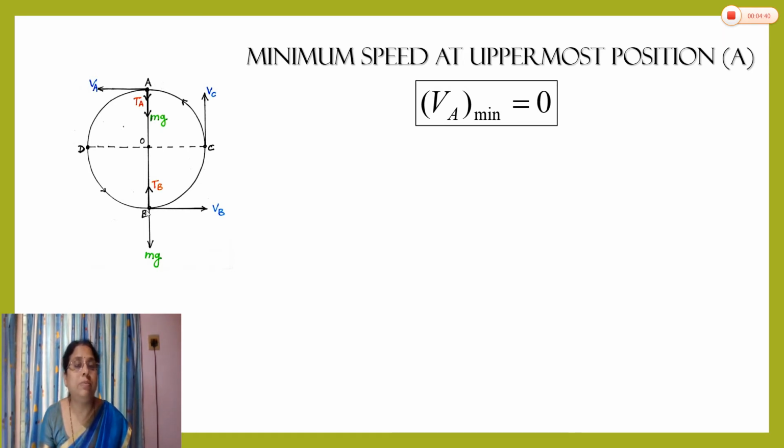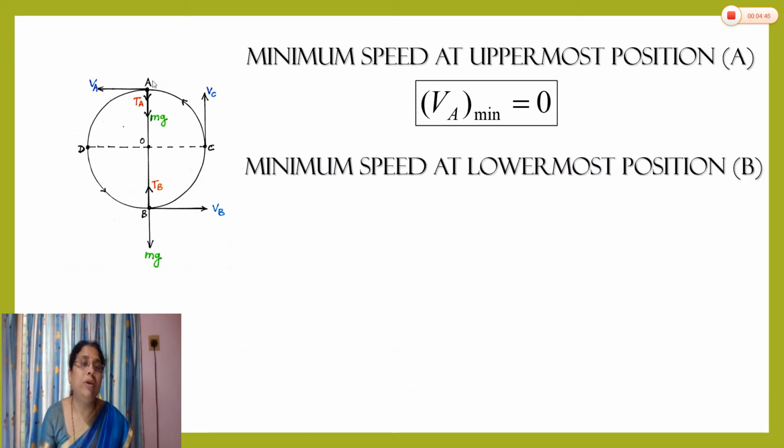Now we obtain the minimum speed at the lowermost position, that is point B, when the bob moves in a vertical circle and comes to this point B. When it goes from point A to point B, it will cover the vertical distance 2r. And there is a decrease in potential energy and an increase in kinetic energy, because when the bob comes from the uppermost point to the lowermost point, its velocity increases, and when it goes from the lowermost point to the uppermost point, its velocity decreases.